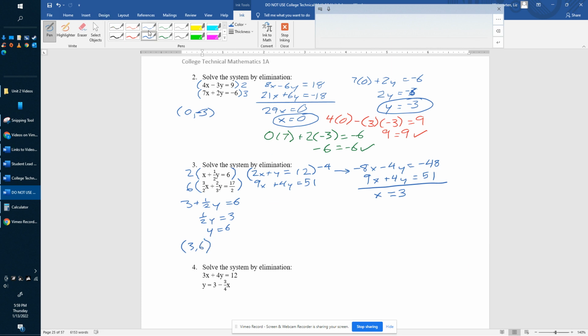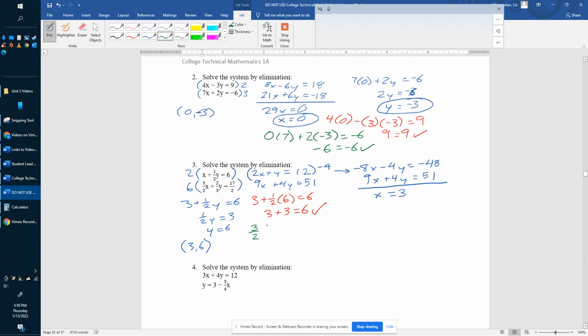Let's put that into both equations just to make sure that we didn't make any mistakes. 3 plus 1/2 of 6 equals 6. 3 plus 3 equals 6. And yes, it does. That one's good. Let's try the other one.